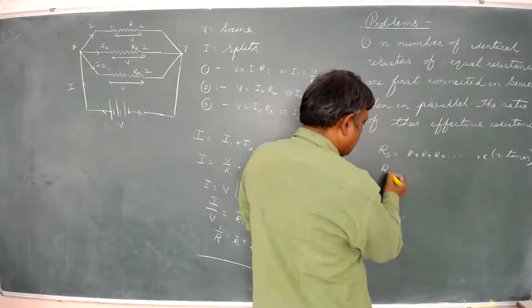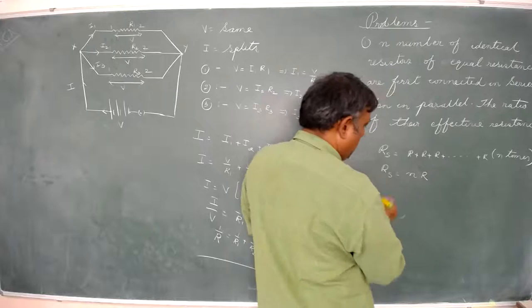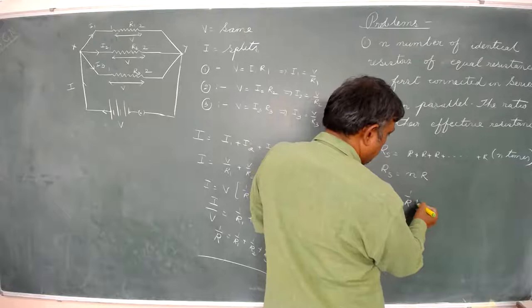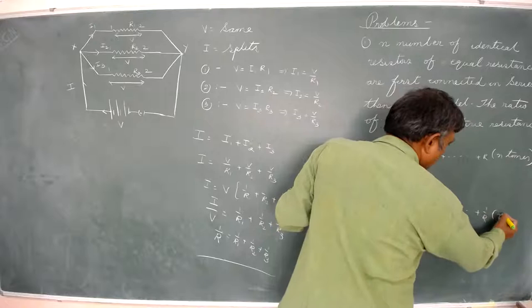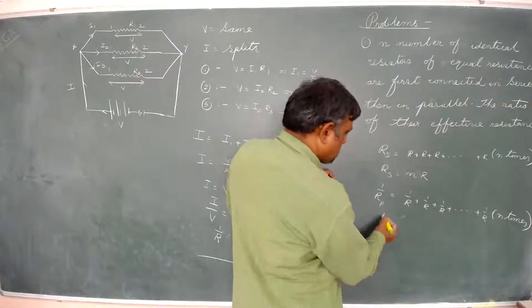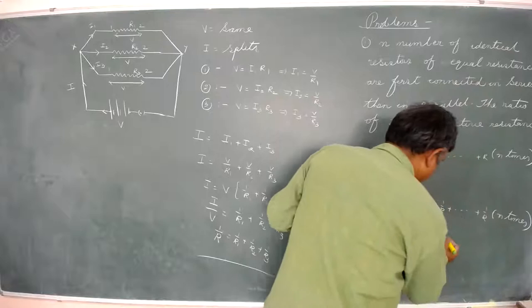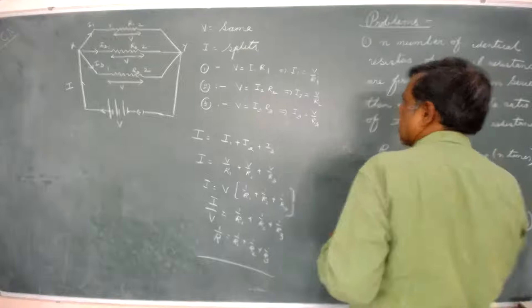Next, in the parallel combination, 1 by RP is equal to 1 by R plus 1 by R plus 1 by R and so on, n number of times. So 1 by the effective resistance in the parallel combination is n by R. That implies the effective resistance RP is equal to R by n.